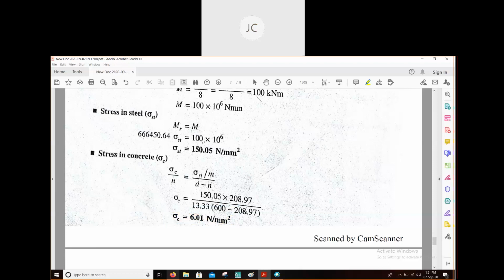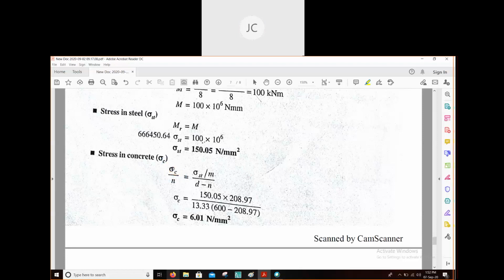Okay, so now, do you have any idea how to find out that value? Do we have any formula for finding out that value? Sir, yes. I think since we're going to find out the stress, we'll use the same formula. Same formula? No, we can't use the same formula, sigma c by n.